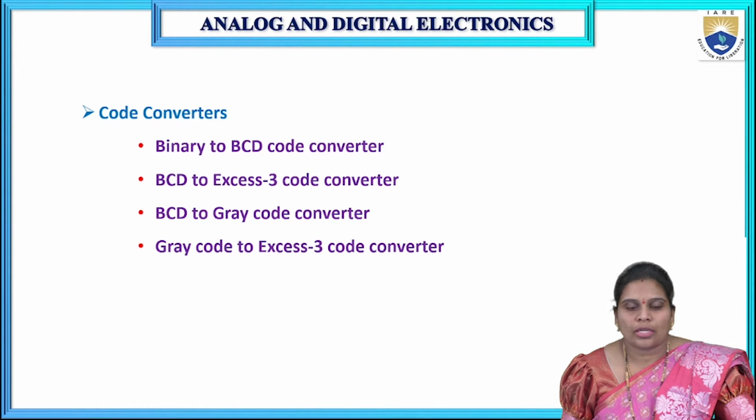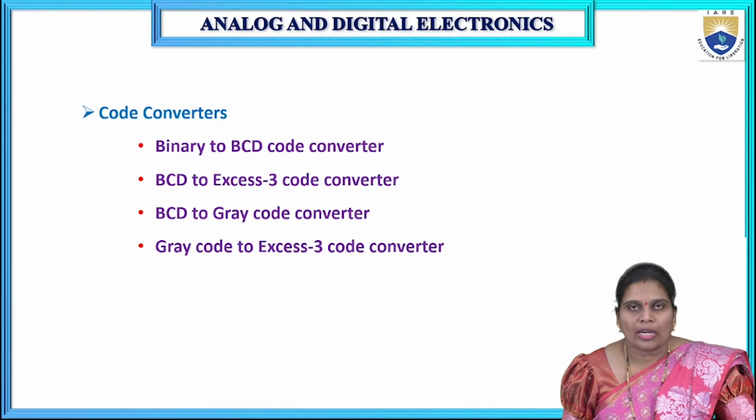There are two types of codes: weighted code and unweighted code. In a weighted code, the value depends on the position of the weights. An example of a weighted code is the 8421 code. In an unweighted code, the value does not depend on the position of the weights. Examples are the XS3 code and the gray code.